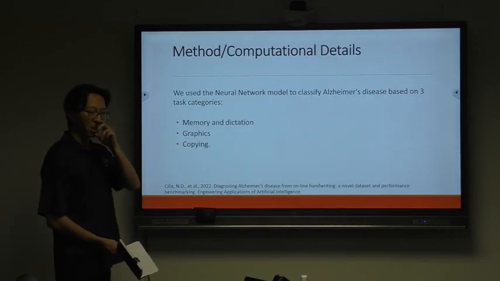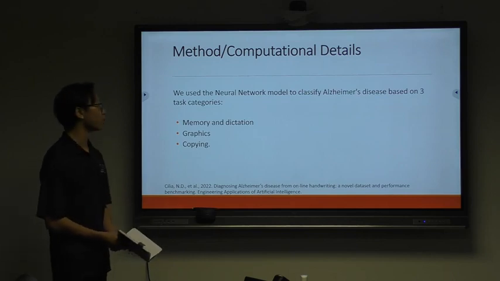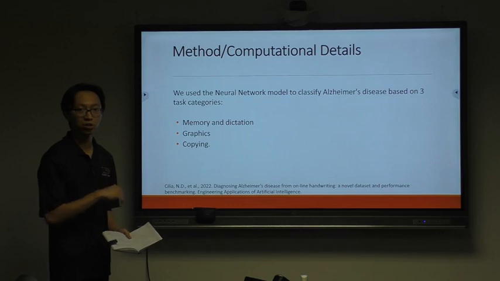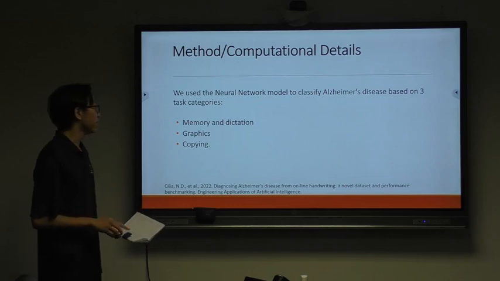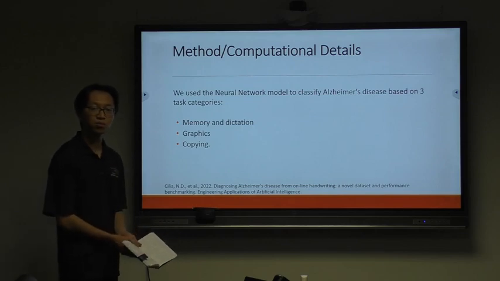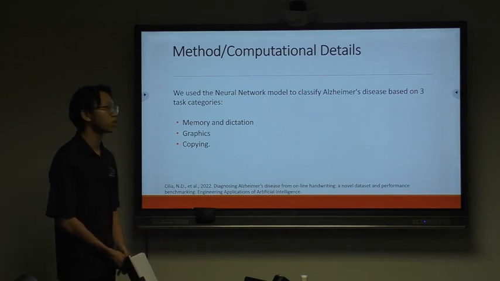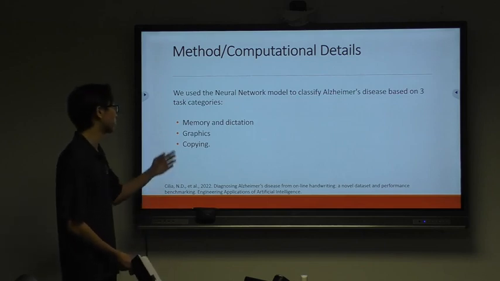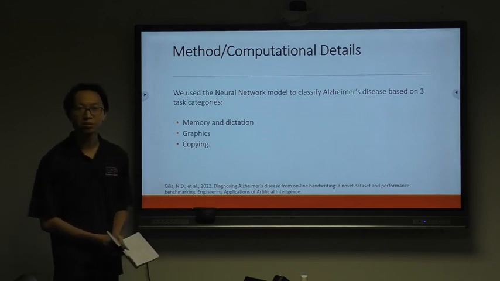First, I want to introduce the neural network model to classify Alzheimer's disease based on the handwriting dataset. However, this data has around 400 columns, but the number of samples is not that large. So I want to split it based on their category, which is memory, drawing, and copy.